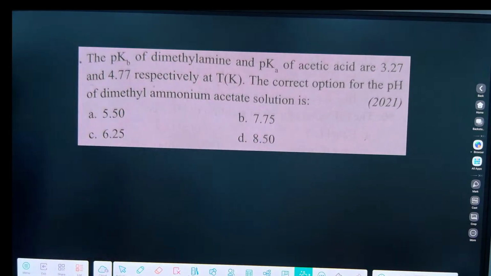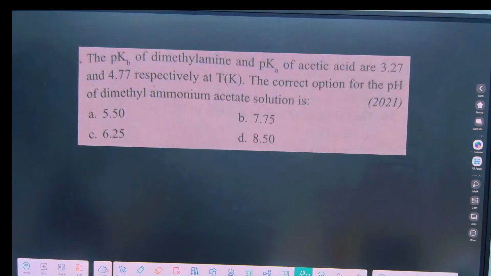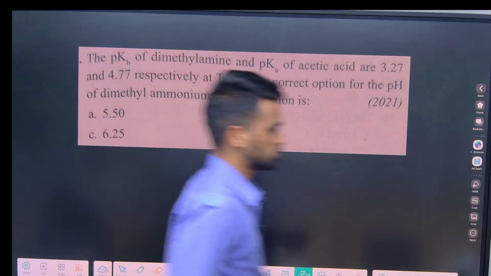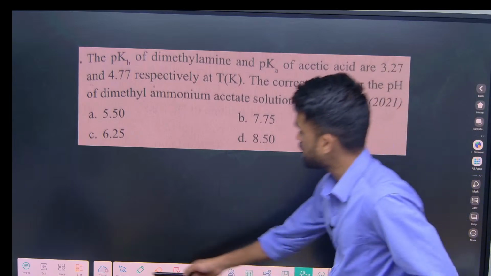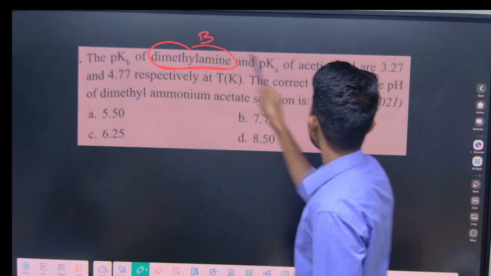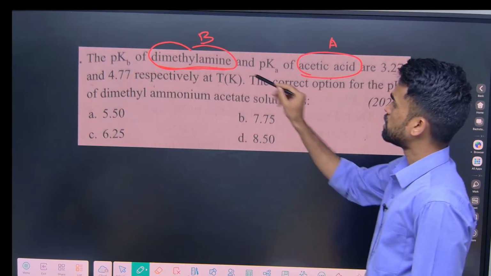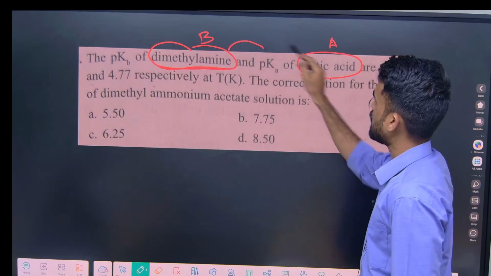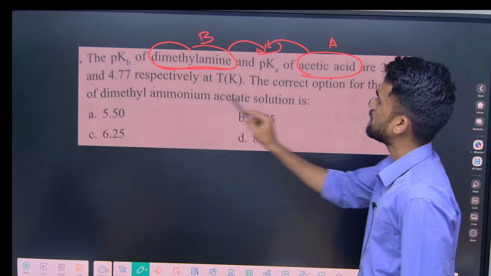Just look at this question once. Just solve this question. What will be your answer for this question? See what they are saying, pKb of dimethylamine. Dimethylamine is a base, and here acetic acid is an acid, right? Now it's a weak base and a weak acid. These are mixed, so neutralization is taking place. So they ask for the correct option for the pH of the salt formed.